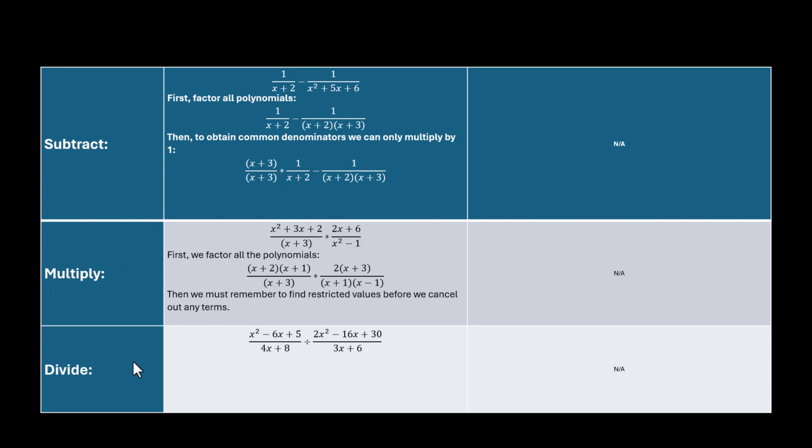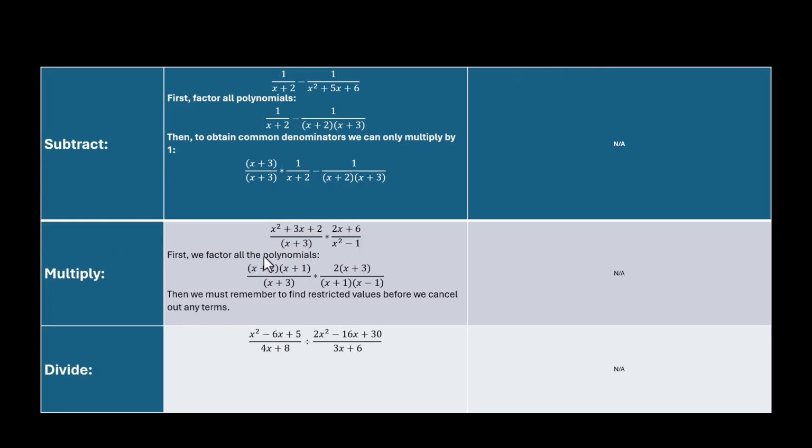Now let's talk about multiplication and division. Okay, so multiplication and division of fractions are different. So when we multiply fractions, all we do is multiply across from left to right. So if I have something that looks like this, first I can factor my polynomials. As you can see, I've done that here. I factored x squared plus 3x plus 2. That becomes x plus 2 times the quantity x plus 1. I also factor 2x plus 6 becomes 2 times the quantity x plus 3. And then I factor the difference of squares, x squared minus 1, and that gives me x plus 1 times x minus 1.